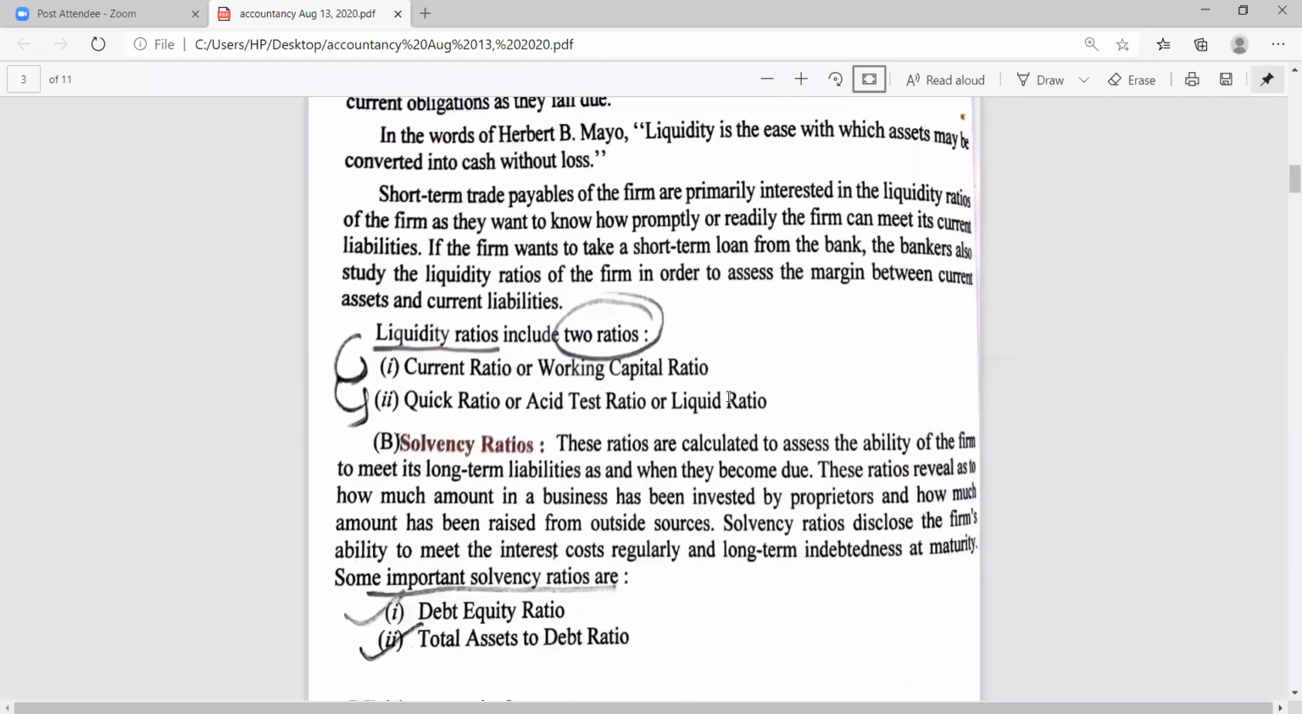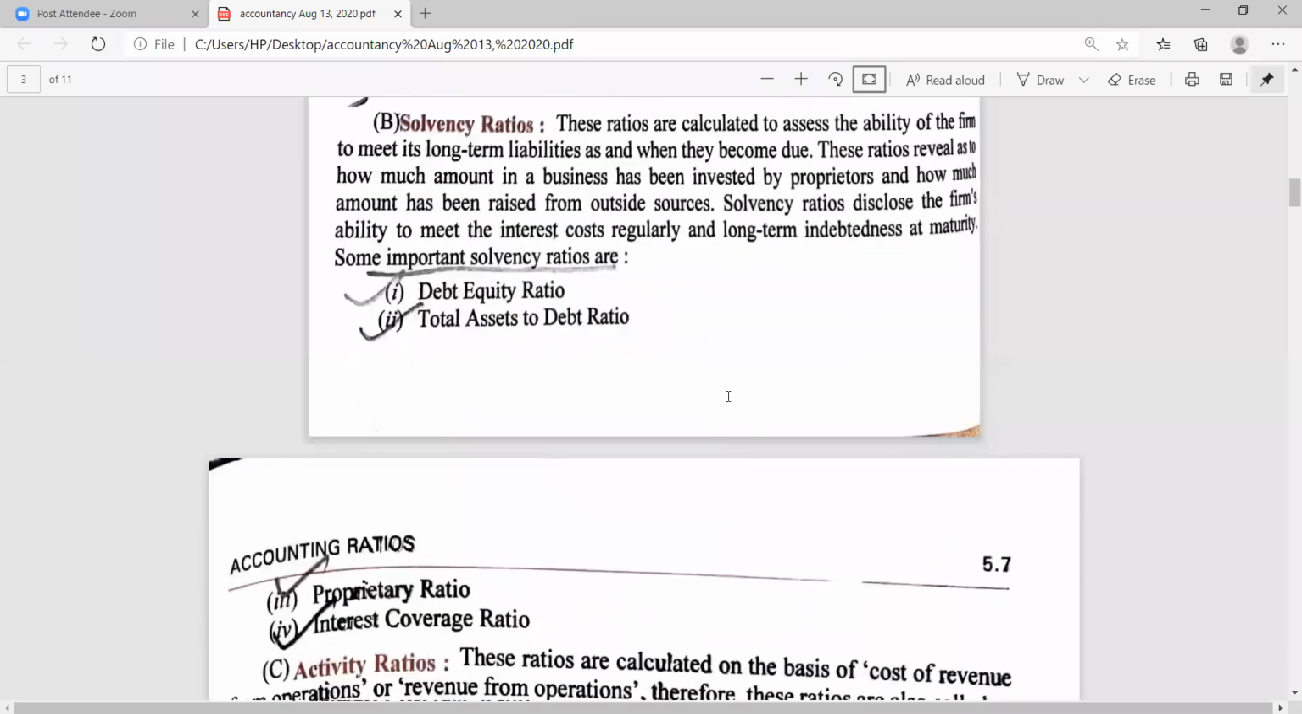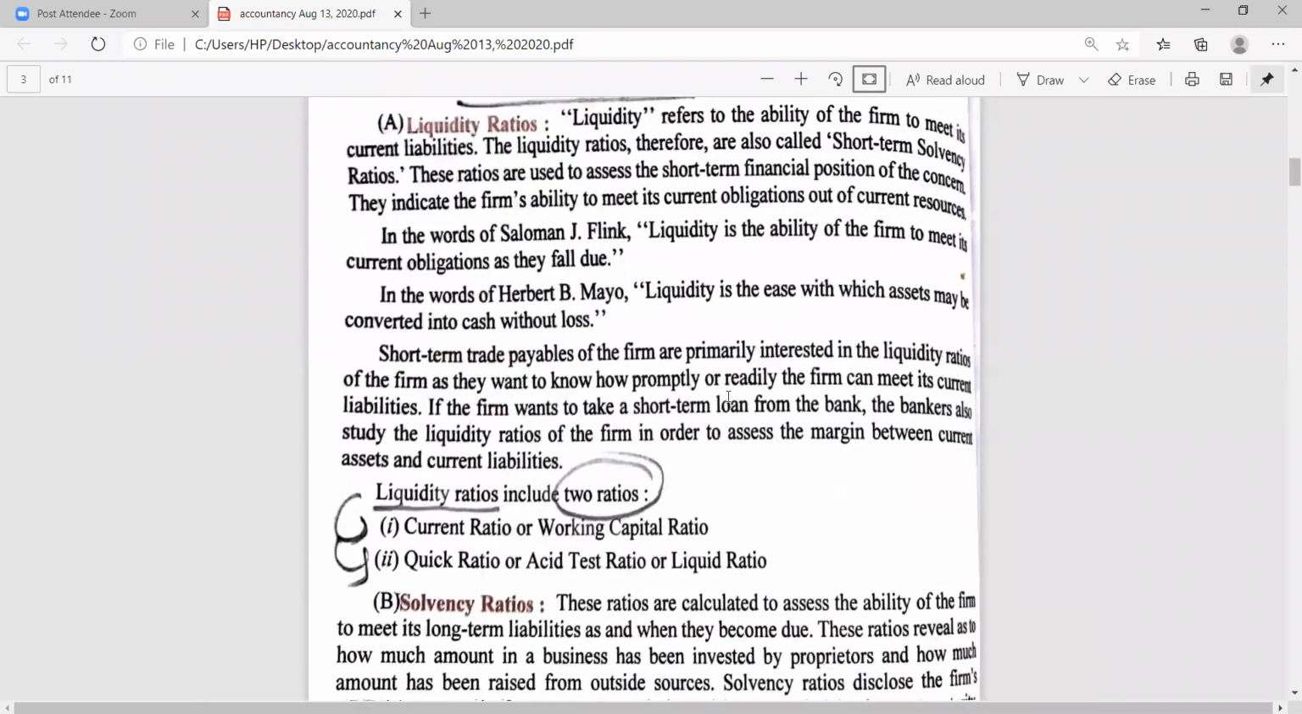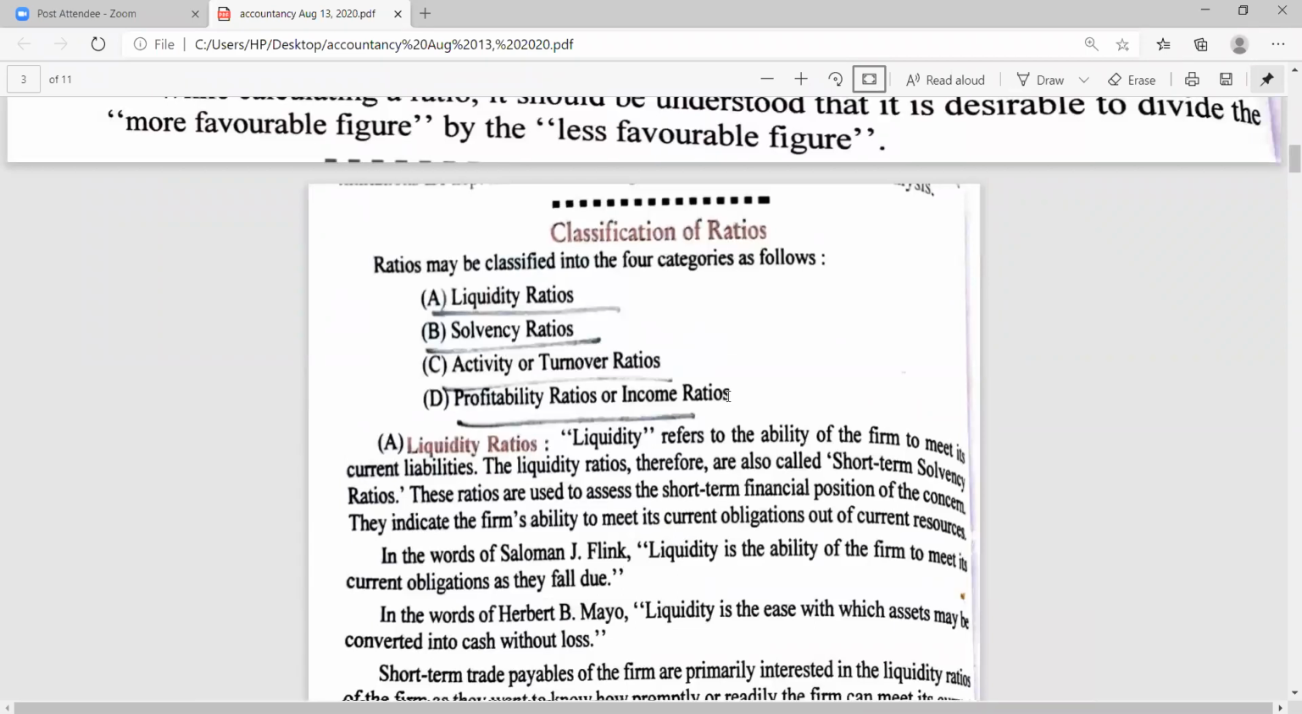Solvency ratio is also divided in 4 types, that is your debt equity ratio, total asset to debt ratio, proprietary ratio, interest coverage ratio. I'm repeating once again so that you will be able to write it and note it down. First of all, the main heading is classification of ratio. Make 4 branches of this tree in the form of a flow chart or tree. The 4 branches are liquidity ratio, solvency ratio, activity or turnover ratio, and profitability ratio.